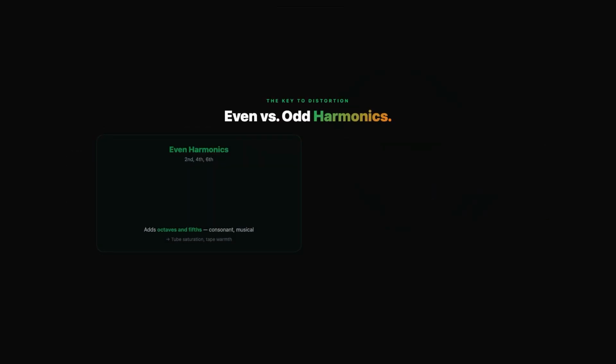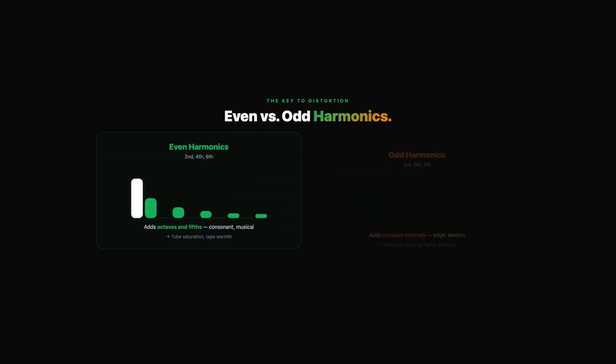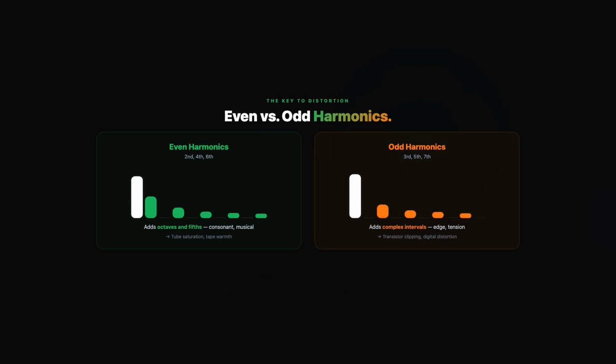This matters for distortion because when you add harmonics artificially through saturation or clipping, you're changing these relationships. Add even order harmonics, second, fourth, sixth, and you're essentially adding octaves and fifths, consonant musical intervals that reinforce the original note. Add odd order harmonics, third, fifth, seventh, and you're introducing fifths, but also more complex intervals that can add edge, tension, or outright aggression depending on how strong they are.